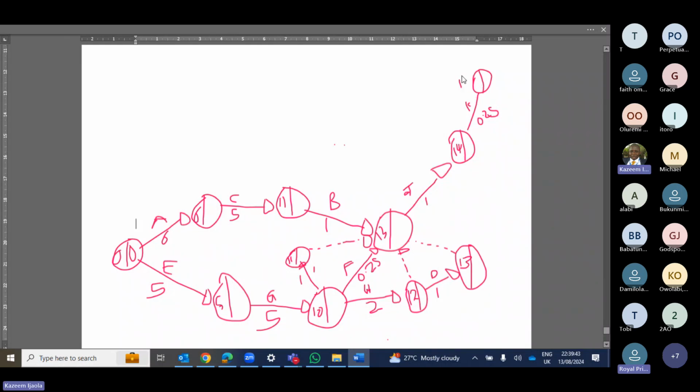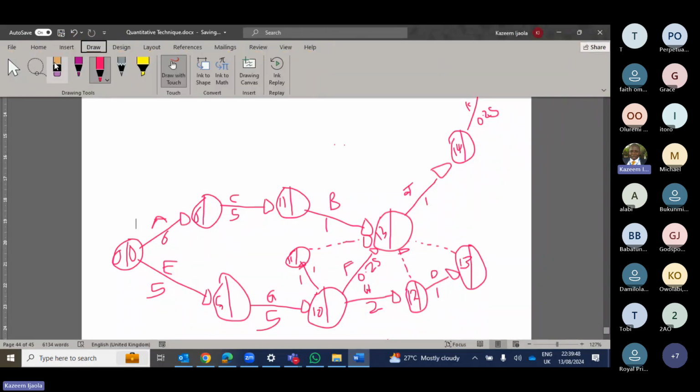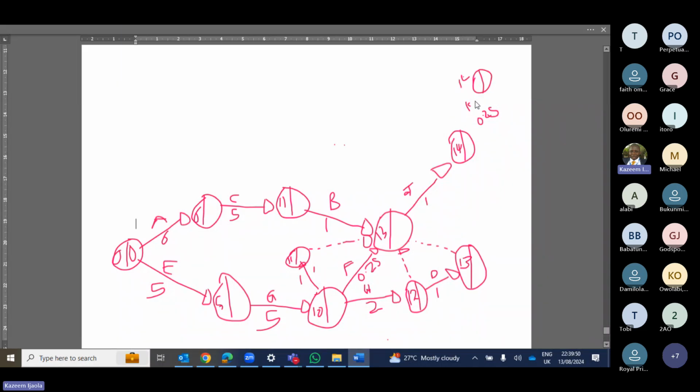God knows me, I will not also redraw this circle bigger. I don't really want to redraw that circle.